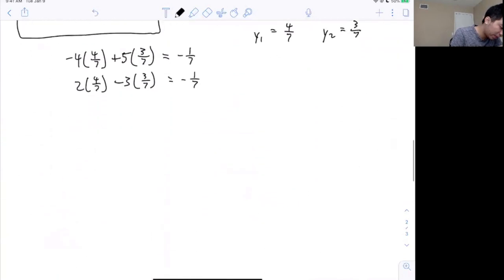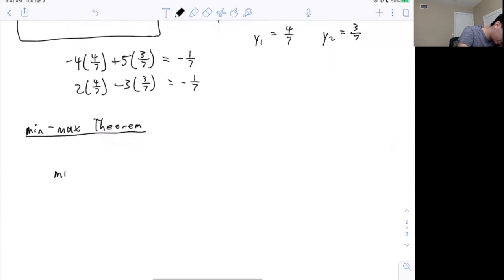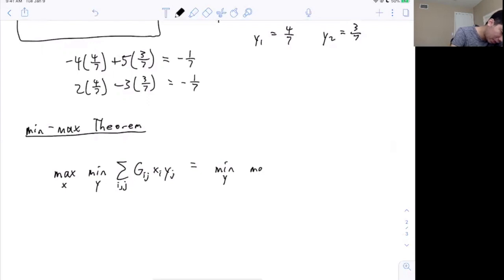So this is called the min-max theorem, which says that if the row player goes first, trying to find x that maximizes, over what the column player is going to choose y in response, the value of the game, the sum of g_ij times x_i times y_j, this is equal to the case where the column player goes first: finding the y that minimizes the maximum that the row player will play in response, of the sum of g_ij times x_i times y_j.